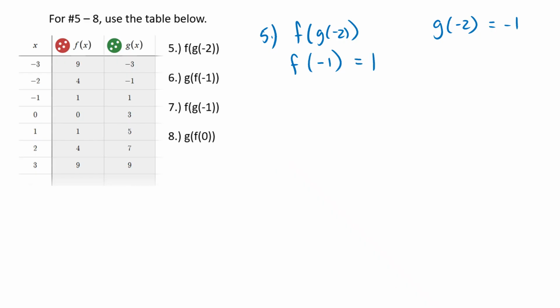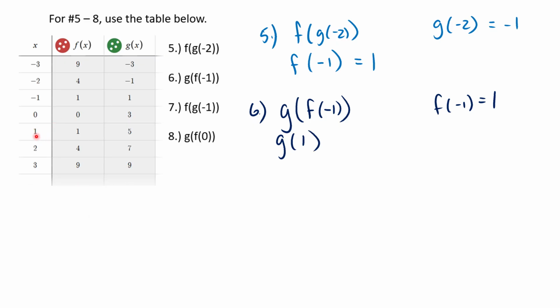Yay. Next one. This is g of f of negative 1. Now, we just did f of negative 1. Okay, just found what that was. F of negative 1 is 1. So g of f of negative 1 is really just g of 1. So we come down here to find 1 and go over to the g, and that is 5.